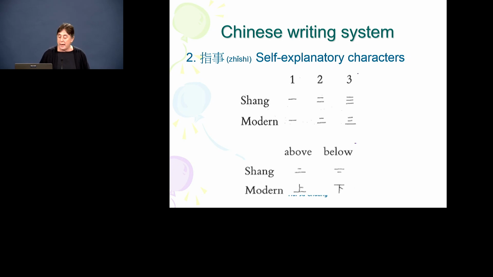Above and below, you had a line with a little dot or a little short line above it that has developed into this character here. You can see shang, right? You had a line with a little shorter line below it, and that is developed into this character here. Xia is below, okay, or under. So you can see how they're pointing to the idea, but they're not a picture.